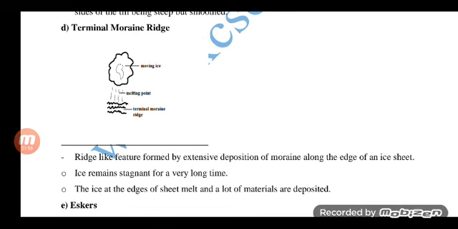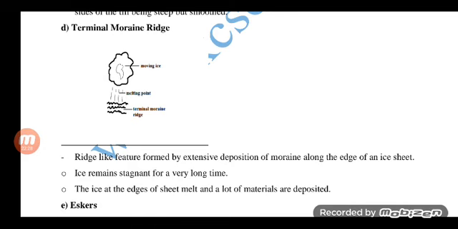The final feature that we want to look at is terminal moraine. So the terminal moraine ridge is a ridge-like feature formed by extensive deposition of moraine along the edge of an ice sheet, like at the terminus. So the ice remains stagnant for a very long time. So because it's stationary, the ice at the edges will melt and a lot of materials will be deposited.